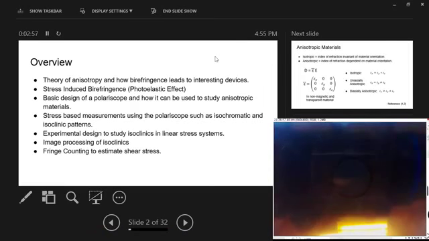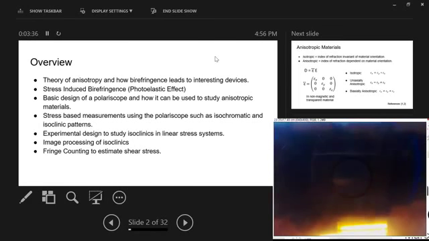So, an overview of what this talk is going to cover. I'm going to go through the theory behind birefringence, which is at the root of anisotropic materials, and we're going to be looking at crystalline structures at first to get an idea of how that theory can relate to photoelasticity. From there, I'm going to talk about how you can use a polariscope to study anisotropic materials and relate that to stress-based measurements.